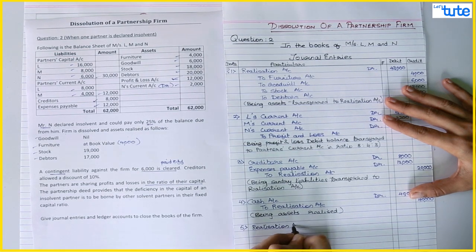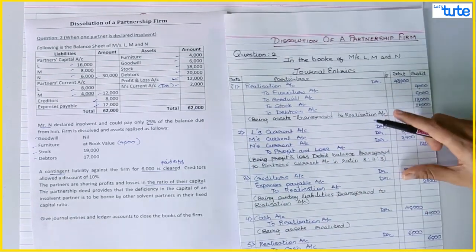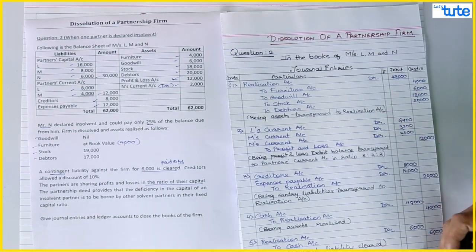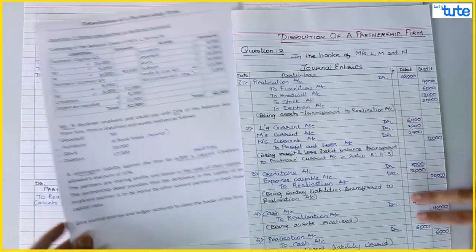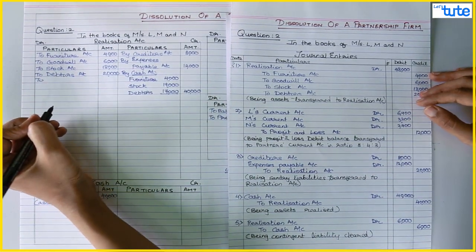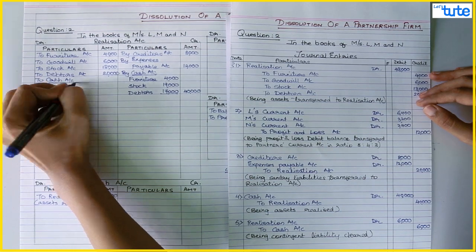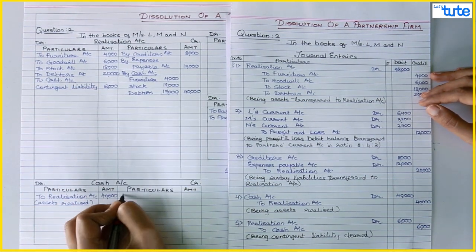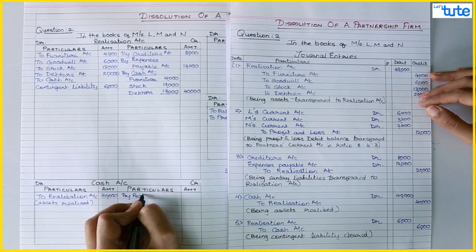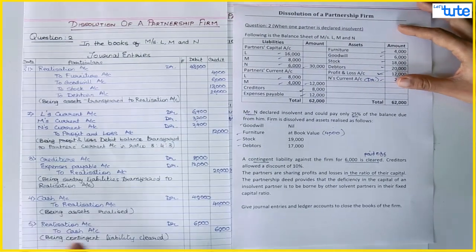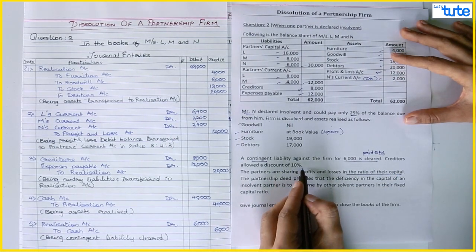So we'll pass the entry as realization account debit to cash account 6,000, being contingent liability cleared. Okay, so we'll post this in your ledger. It will be debited to realization account because that is a loss for the firm, to cash account for contingent liability 6,000, and credit to cash account by realization account 6,000. Next, creditors allowed a discount of 10%.